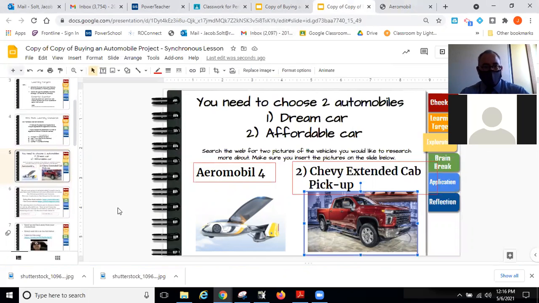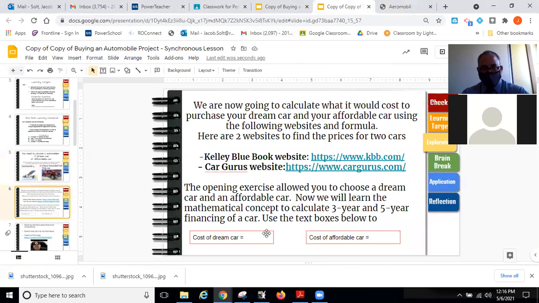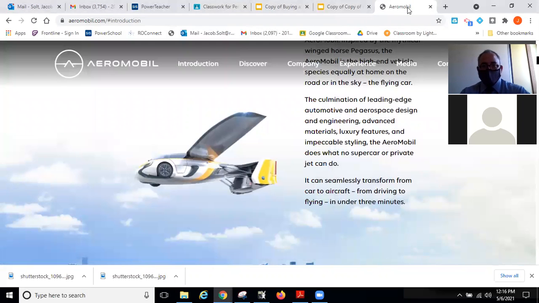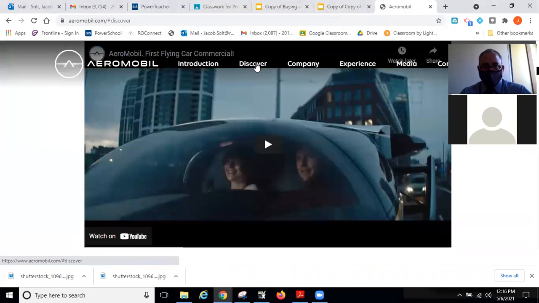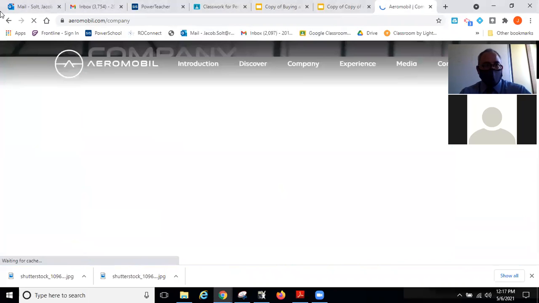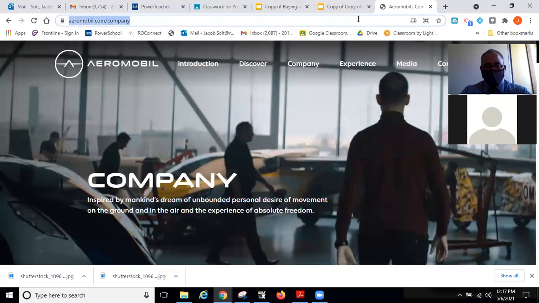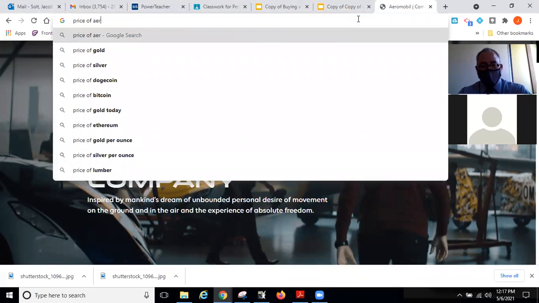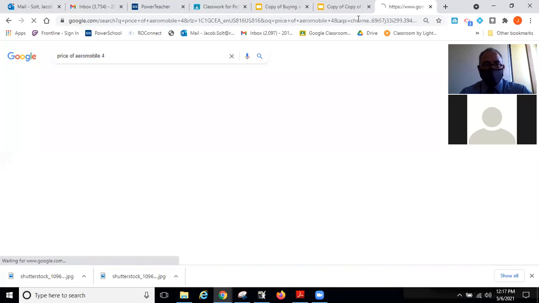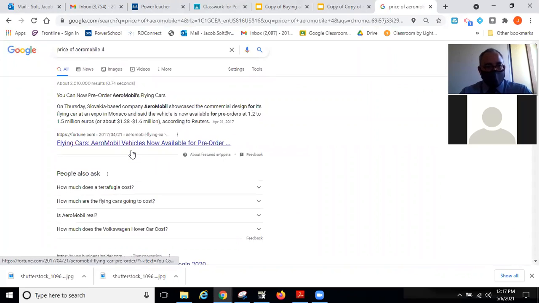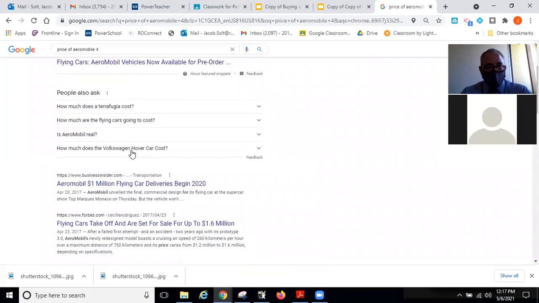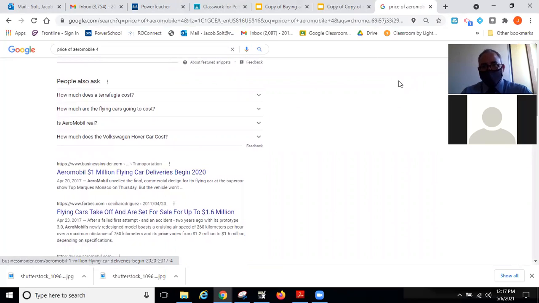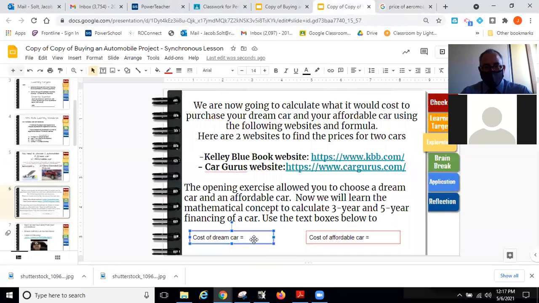All right, so after I'm done with that, I have to find out what is the cost. On this slide, I have the cost of my dream car. Well, geez, it's not very easy to find, but I'm just going to Google it, price of Aeromobile 4. And I think it's like 1.3 million, something like that. I'm going to go with it. It's a $1 million flying car. All right. So I'm going to say 1.3 million.